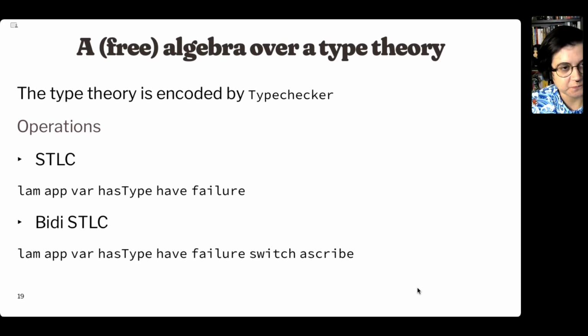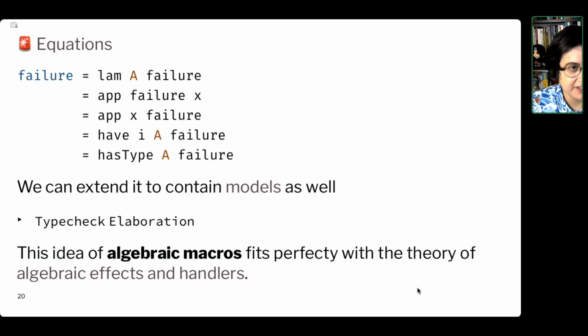So we have our operations that vary depending on the type theory. And we have equations. Here the equations have a little alert emoji because we haven't proved that those equations hold for this, but we are in the process of doing it. And also we can extend it to contain models, and models are another name for handlers. So the idea of algebraic macros fits perfectly the theory of algebraic effects and handlers.